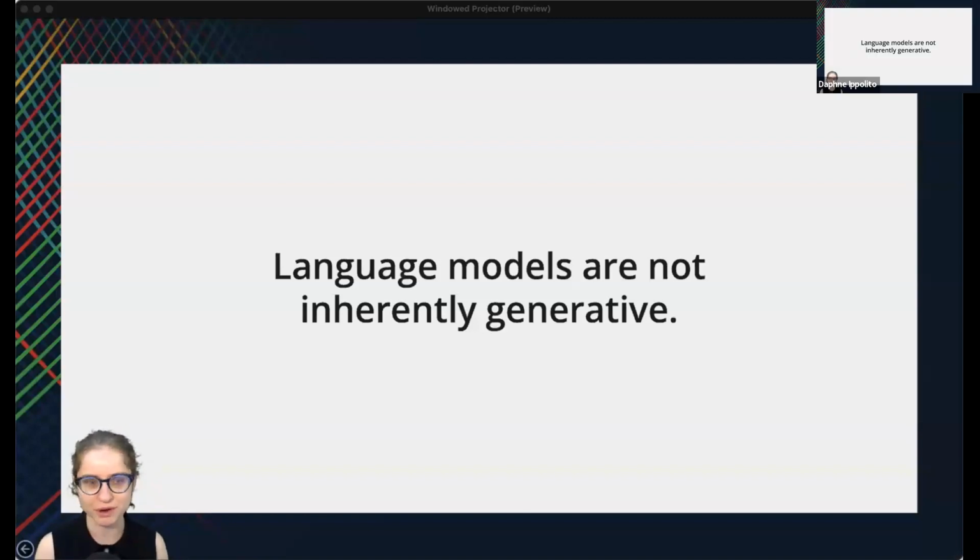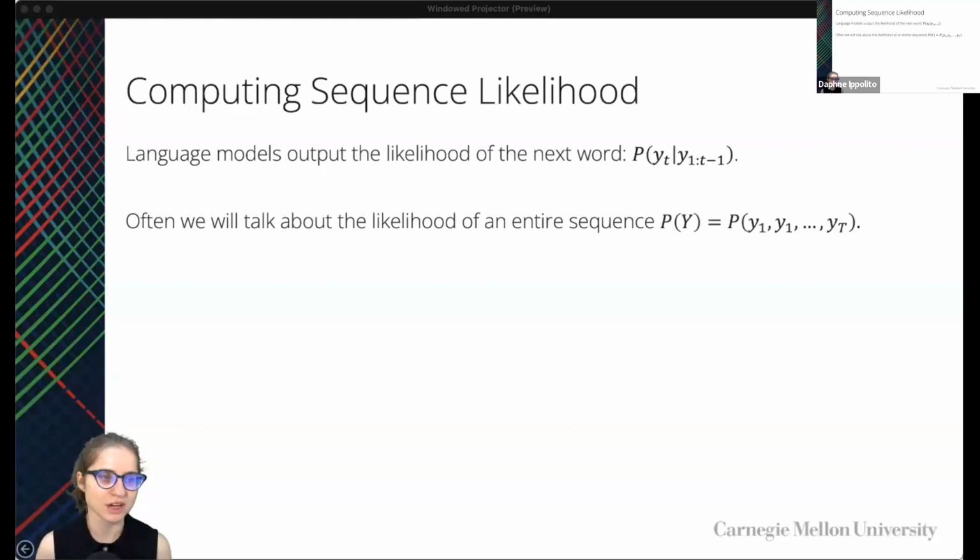So this is an important point I already said, but language models are not inherently generative. We're going to be talking about likelihoods. And so I mentioned on the very first slide, computing a sequence likelihood. And so we know now that language models output the likelihood of the next word given the previous words. And we want to be able to compute the likelihood of an entire sequence. Well, how can we do this from what language models output?